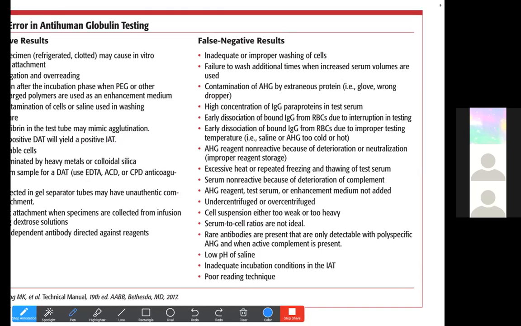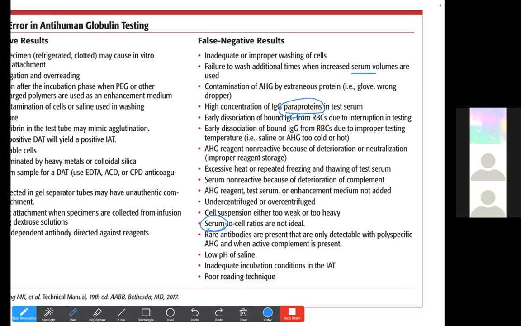Now, regarding the sera that we are using, a lot of false negative results can occur, not only because of the serum to cell ratio, but also because there may be residual serum left even after the washing. Then there may be a high concentration of paraproteins in the serum also. They may lead to false negative results with the AHG, because they may coat the RBCs.